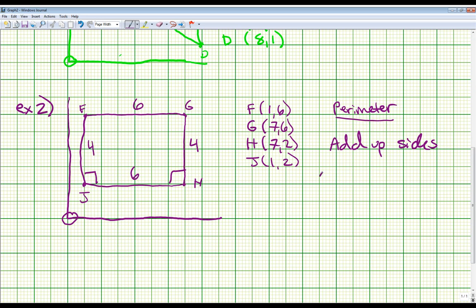So if I add up my sides, I have 6 plus 4 plus 6 plus 4. If I add up all of those numbers together, I end up with 6 and 6 making 12, 4 and 4 making 8. So I have a total of 20. Now we don't have an actual unit to label this, so we're just going to say units. Perimeter, we just label with the units. Remember, area, we put a little 2 on it, but for this one, we're just going to go 20 units. And I've completed example 2.